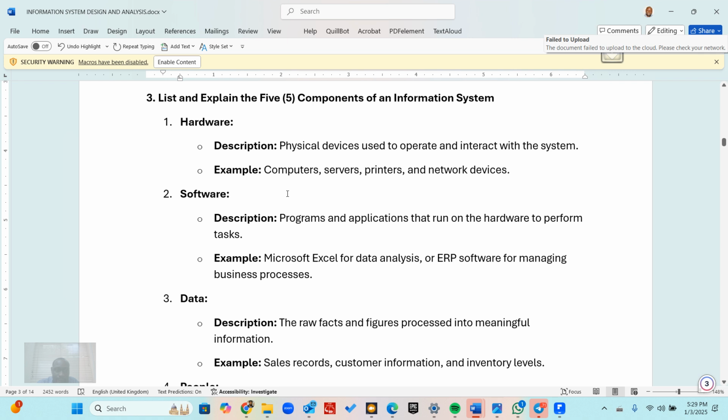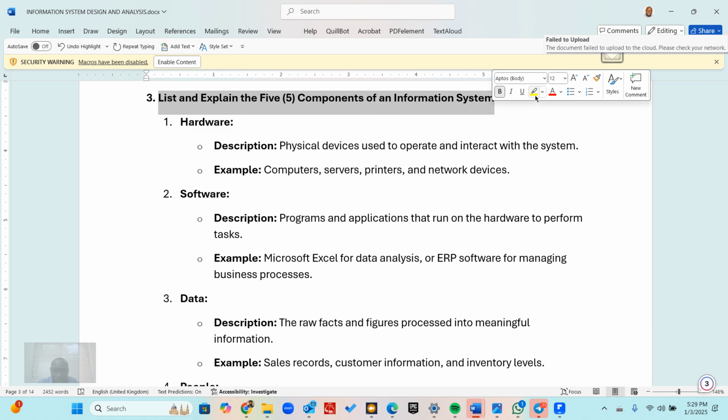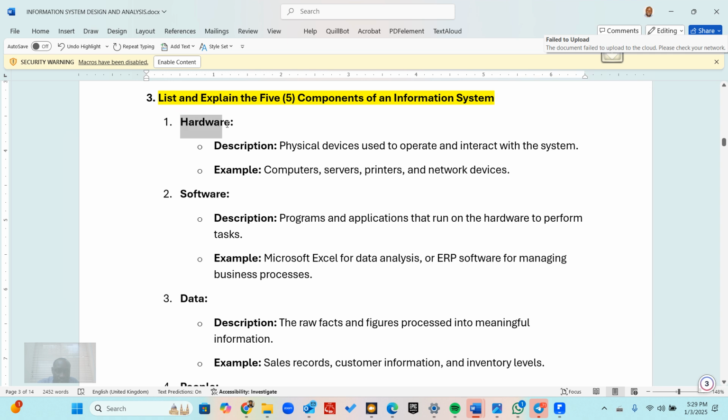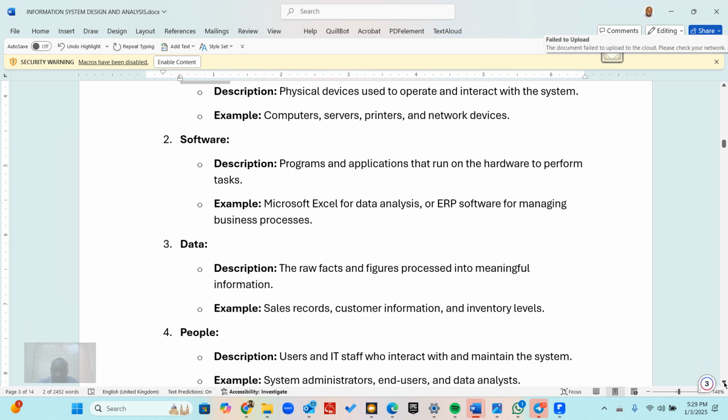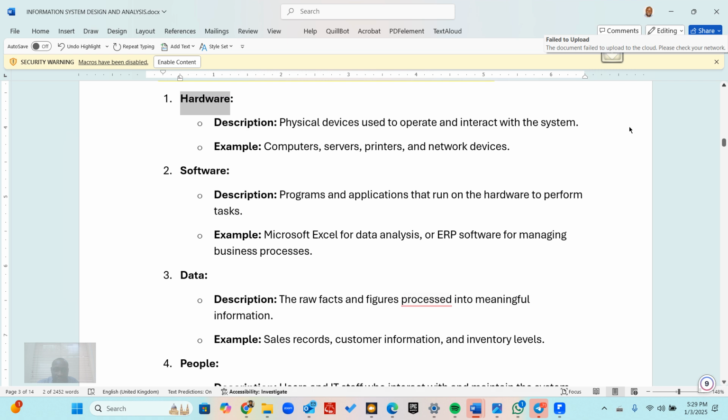But moving to the next question now, it says list and explain five components of an information system. We talk about five components of an information system: the hardware, the software, the data, the people, and the process. First, let's start with the hardware. Physical devices used to operate and interact with the system. Those are all the physical components.